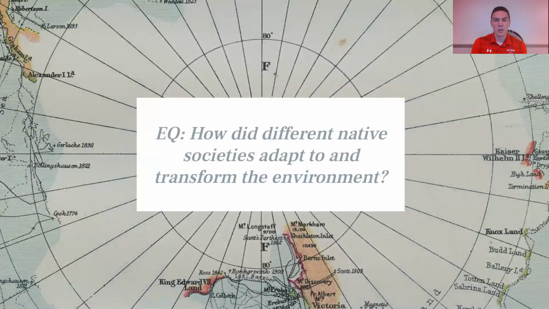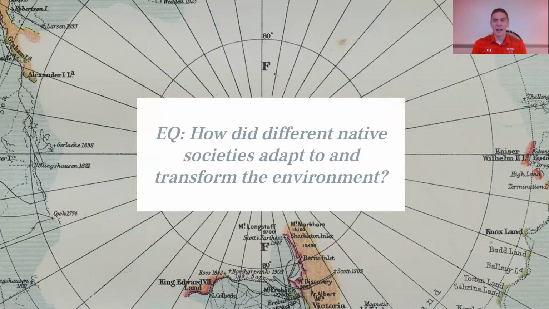So here's our essential question for this chapter: How did different native societies adapt to and transform the environment? The important thing to do when you're taking notes in AP is to think about the essential question. That's true for any course, but especially for this course. There's so much content that comes with the chapters and with the lecture. It's important to try to figure out what is most important.